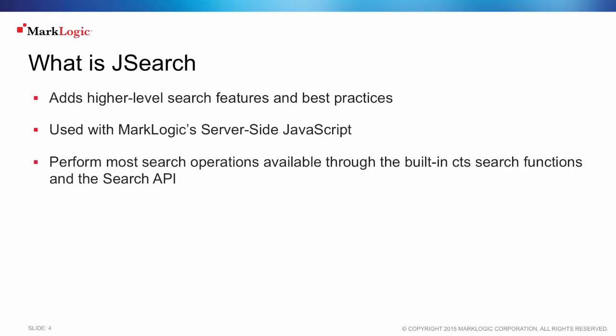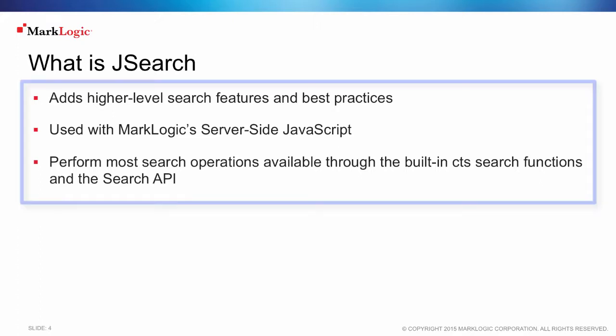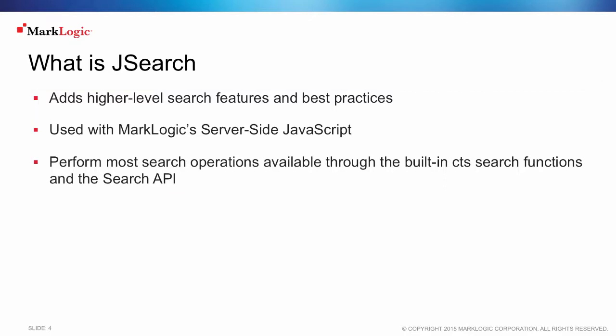What is JSearch? JSearch adds powerful, higher-level search features and best practices to MarkLogic's server-side JavaScript. This is the first place developers should start when doing searches, and it still allows developers to utilize lower-level APIs if needed. Not only will the API save experienced MarkLogic developers keystrokes, it is engineered for performance at scale and uses familiar JavaScript idioms.